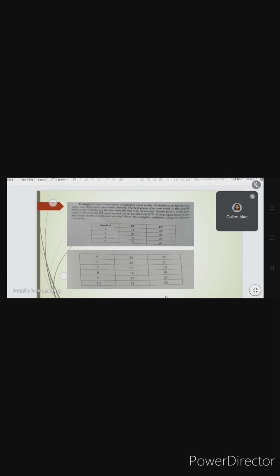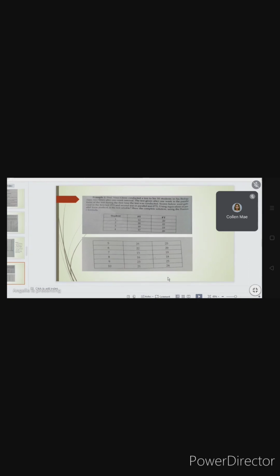So, we will use the Pearson r again. We have here the students, 1 to 10 again. Then we have the FT and the PT. The FT is 12, 20, 19, 17, 25, 22, 15, 16, 23, 21. And the PT is 20, 22, 23, 20, 25, 20, 19, 18, 25, 24.